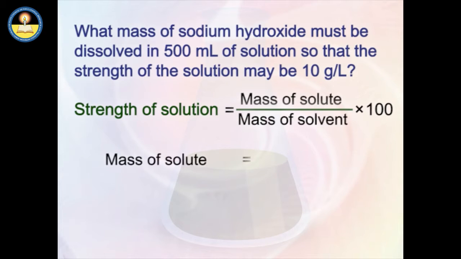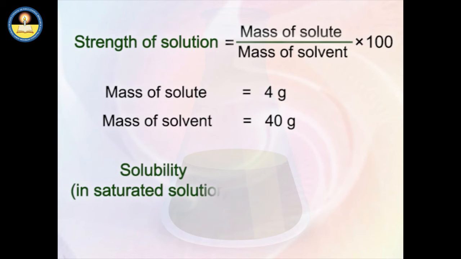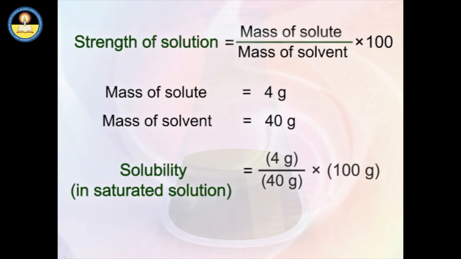Here, mass of solute is equal to 4 grams. Mass of solvent is 40 grams. Solubility, that is, in a saturated solution, is equal to 4 grams divided by 40 grams multiplied by 100 grams, which amounts to 10 grams. This means that solubility is equal to 10 grams.